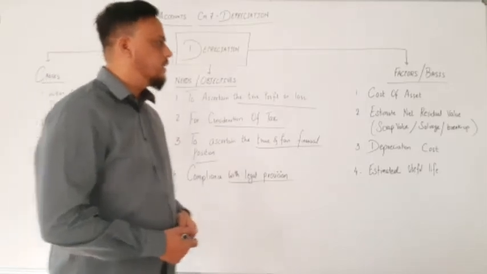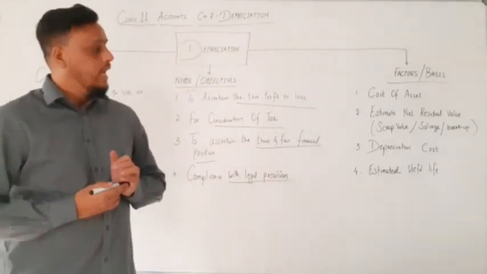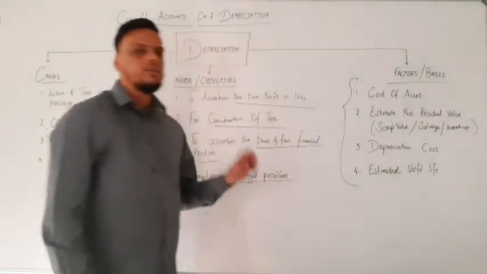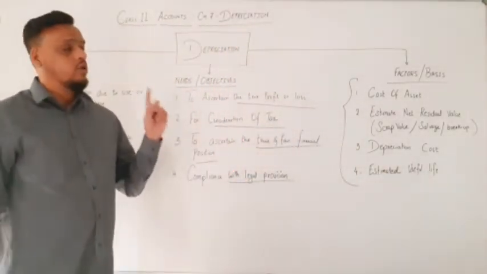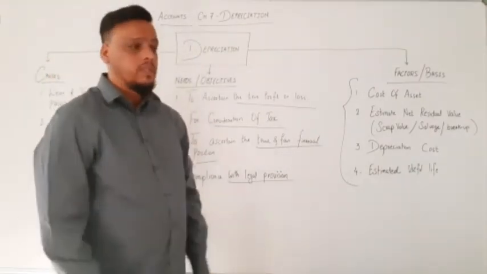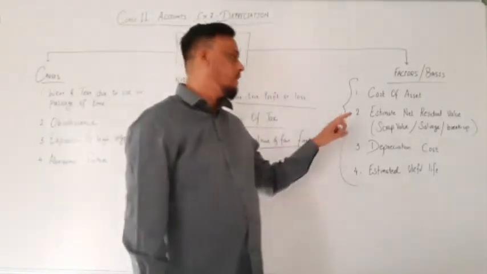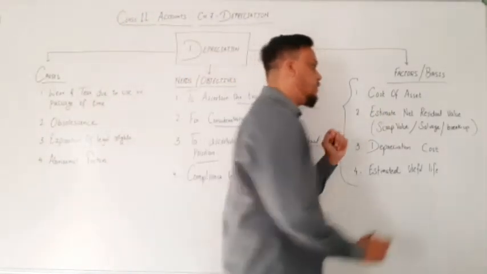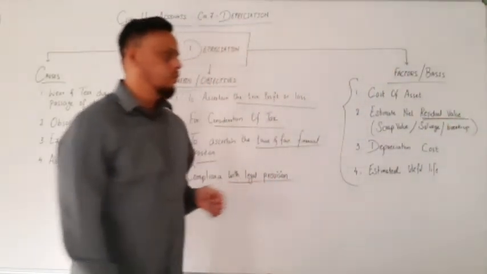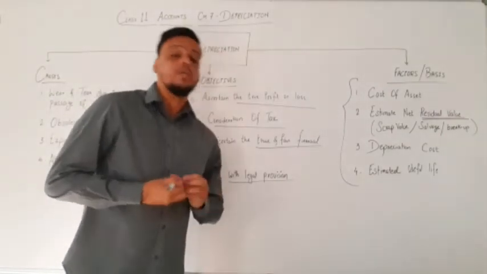Next part is factor basis. What are the factor bases? Be careful with this. We have to use this in solving the sums. First factor or base, you should have the cost of assets. Means whatever the asset is, its value should be there. Next part is estimating net residual value. Be careful with this word residual value. Residual value has different names.